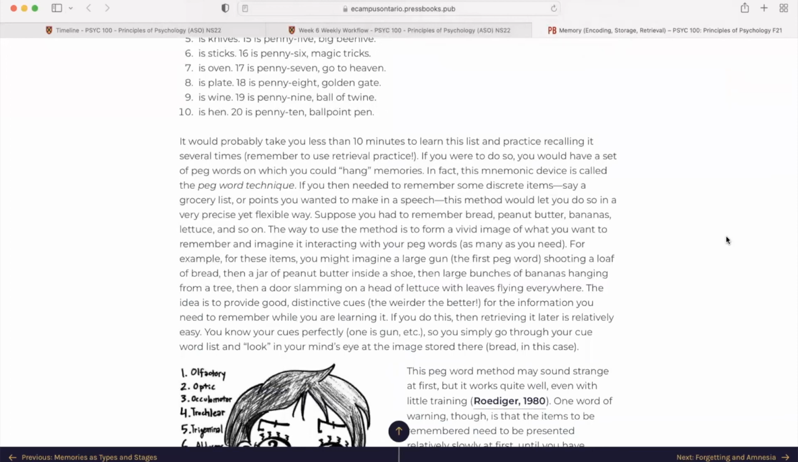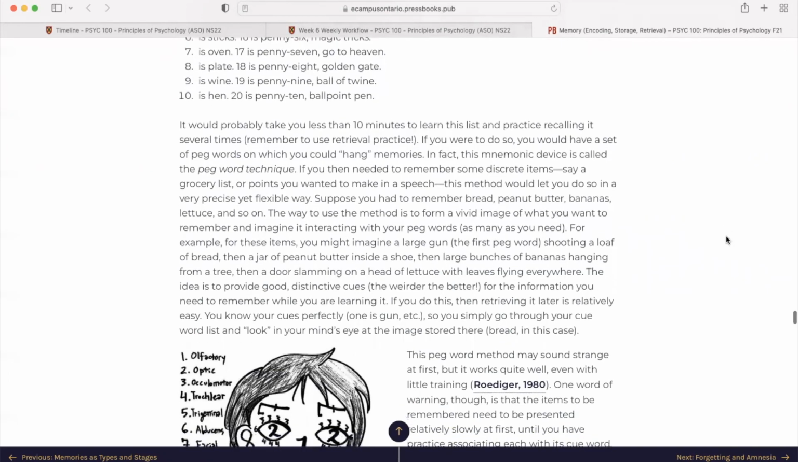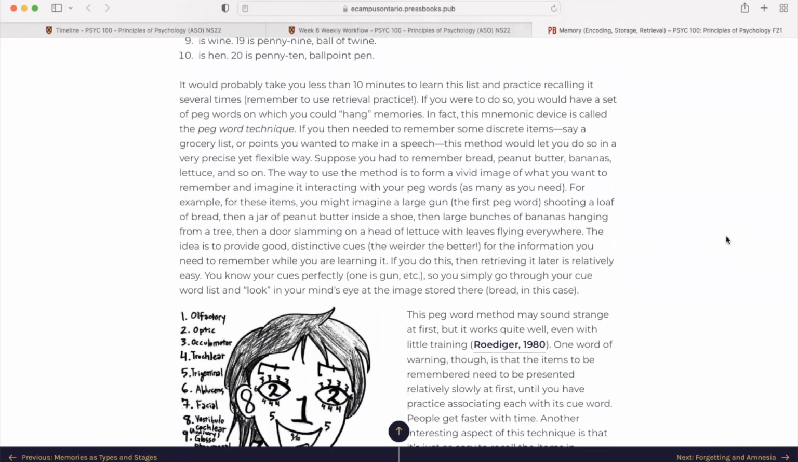For example, for these items, you might imagine a large gun, the first peg word, shooting a loaf of bread, then a jar of peanut butter inside a shoe, then large bunches of bananas hanging from a tree, then a door slamming on your head of lettuce with leaves flying everywhere. The idea is to provide good distinctive cues. The weirder, the better, for the information you need to remember while you are learning it. If you do this, then retrieving it later is relatively easy.